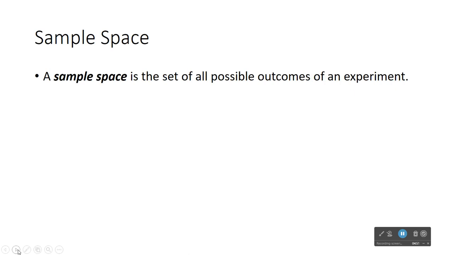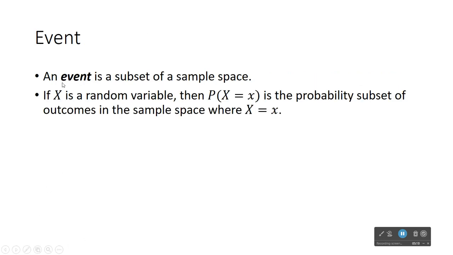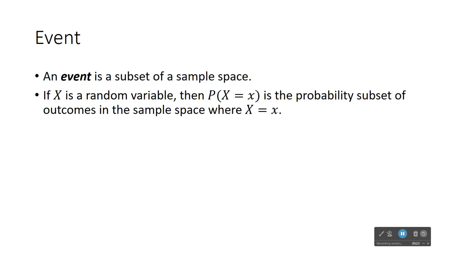Now, when we're thinking in terms of a statistical experiment, the sample space is the set of all outcomes that experiment can have. So we've thought this experiment out. This is what can happen. The sample space is what can happen. And an event is a subset of that sample space.